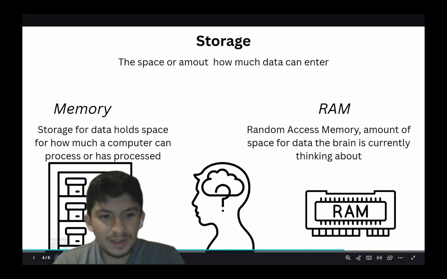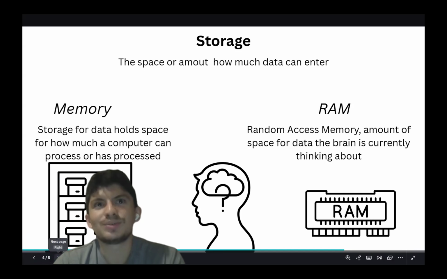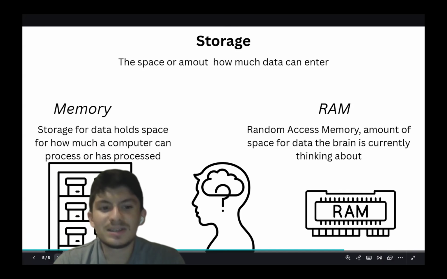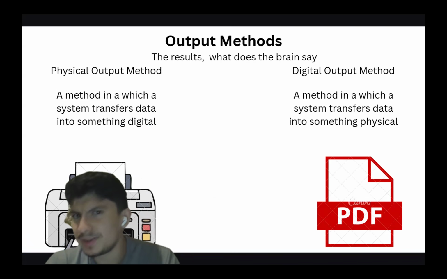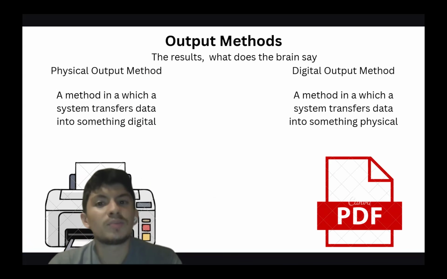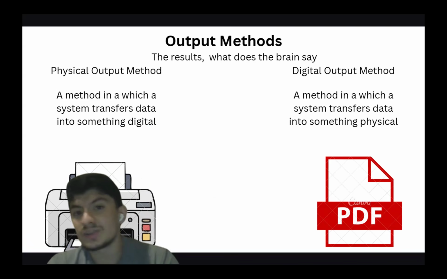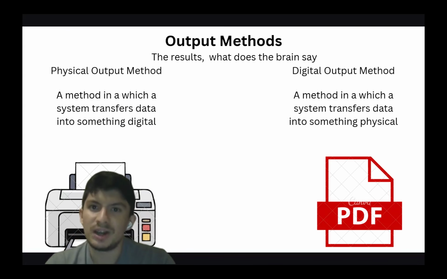Once the CPU processes the data, we get what is known as the results. What does the brain say? These are known as output methods. There are physical output methods and digital output methods. The physical output method is where the computer transfers data into something physical.